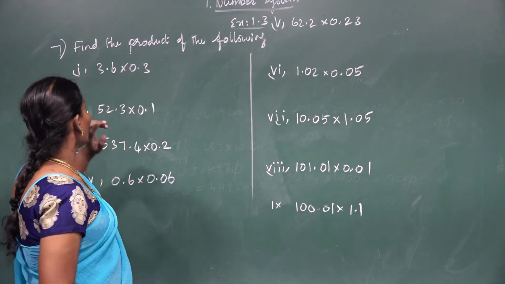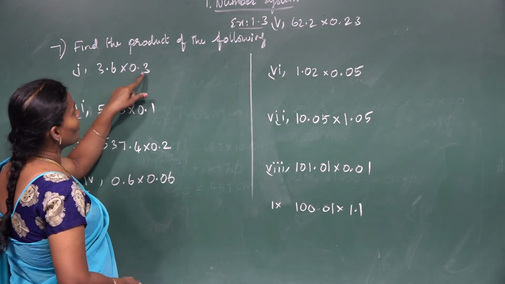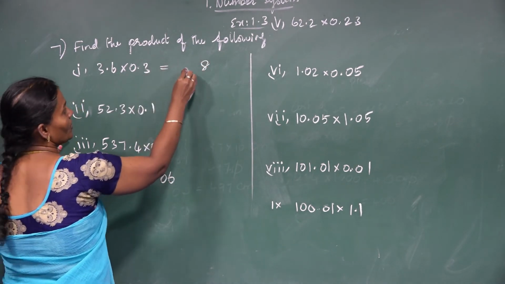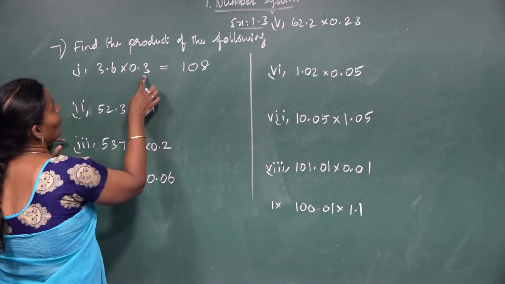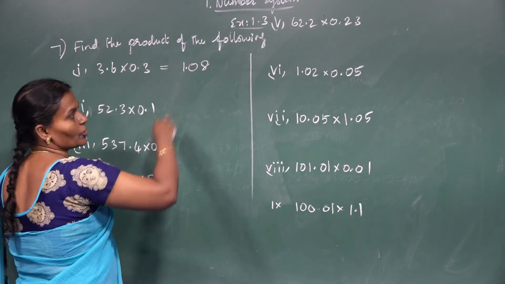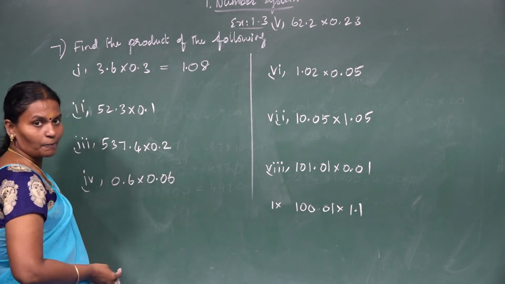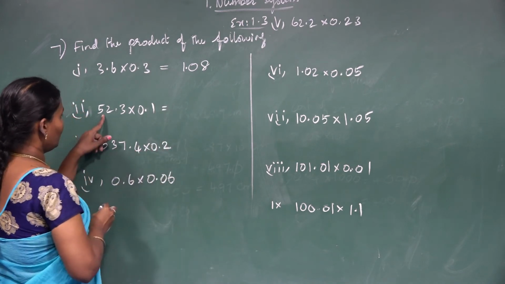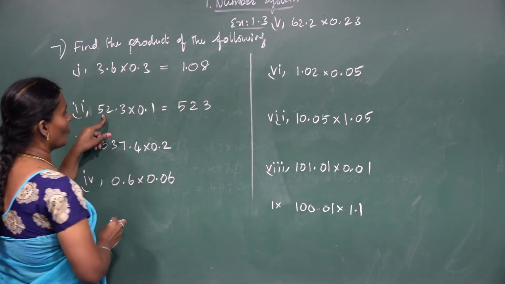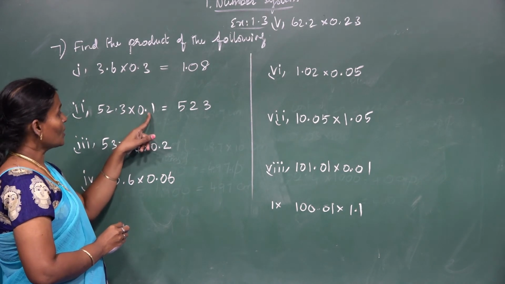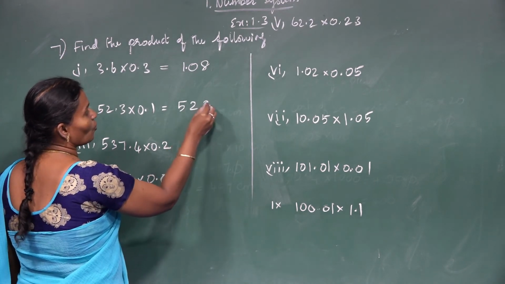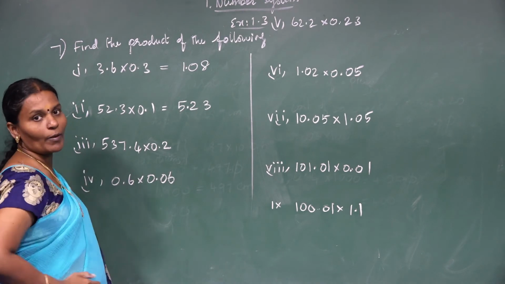Children, now we see exercise 1.3, 7th question. Find the product of the following. So you see the first one, 3.6 multiplied by 0.3. You know that 6 3s are 18, remaining 1, 3 3s are 9, 9 plus 1 is 10. So here 10. Now how many decimal places here? 1, 2. So put the decimal point after 2 digits. So 1.08 is the answer. Understand, children? Now see here, just multiply with the 1. So what comes here? 5, 2, 3. Here 1 decimal place, here 1 decimal place, so totally 2 decimal places. So you put the decimal point after 2 digits. 1, 2. So 5.23.